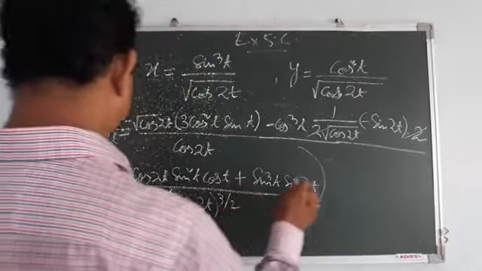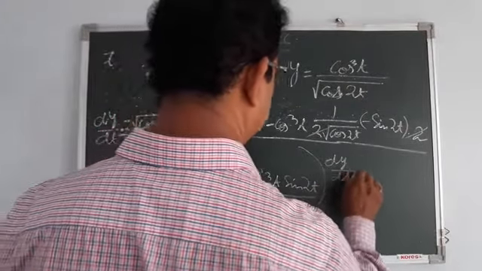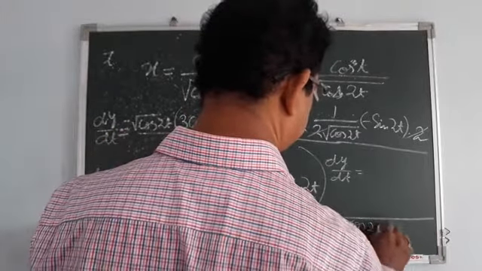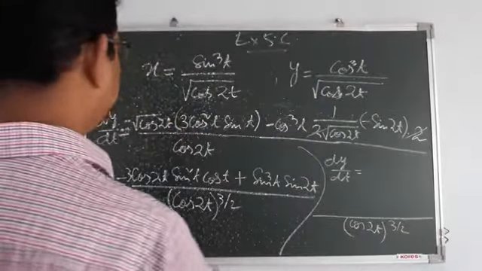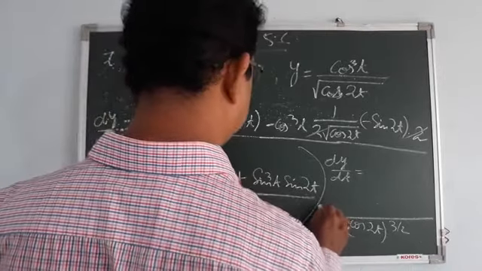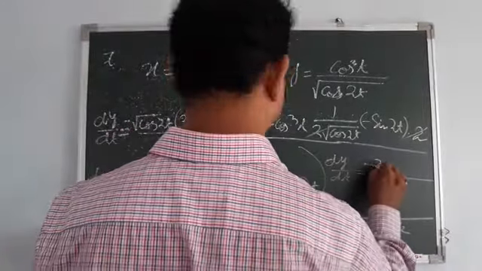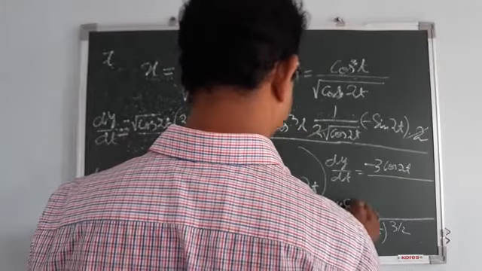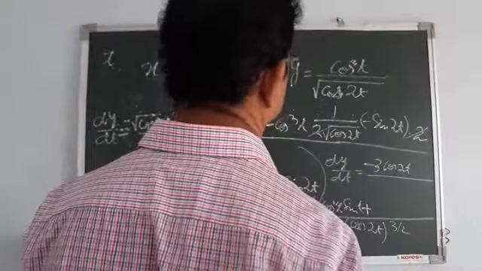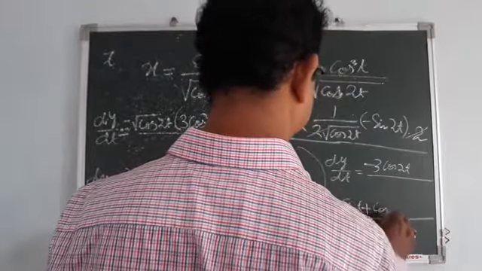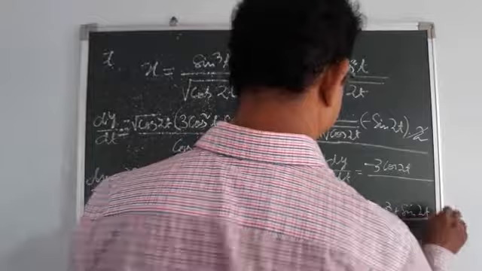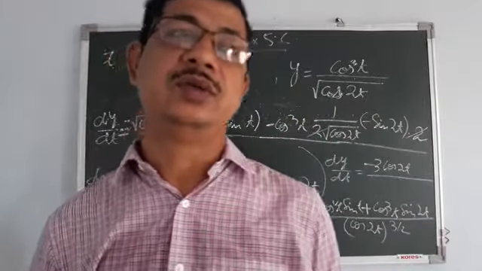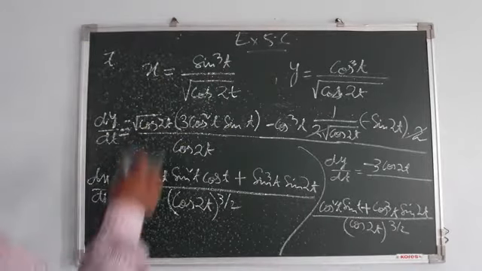So what is dy/dx? Dy/dt becomes, as usual, cos twice t whole thing cube by 2. This one will give minus 3 cos twice t cos square t sin t plus cos cube t sin twice t. This is our dy/dt, a big calculation. So you have to keep your patience in doing this type of sum. Then let's see what is dy/dx.